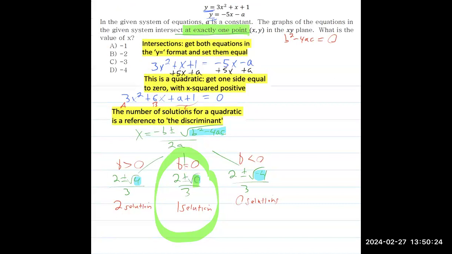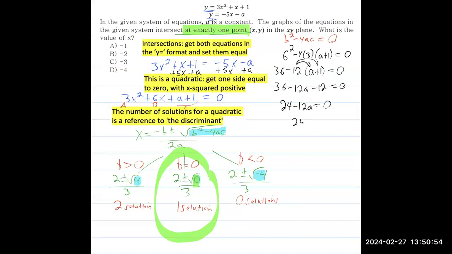But basically, if we do b squared minus 4ac equals 0, that's like saying 6 squared minus 4 times 3 times a plus 1 equals 0. Just calculate that out. 6 squared is 36 minus 12 times a plus 1 equals 0. 36 minus 12a minus 12 equals 0. So we distributed the minus 12. 36 minus 12 is 24 minus 12a equals 0. 24 equals 12a, and divide by 12 on both sides. a equals 2. So now we know that a equals 2.